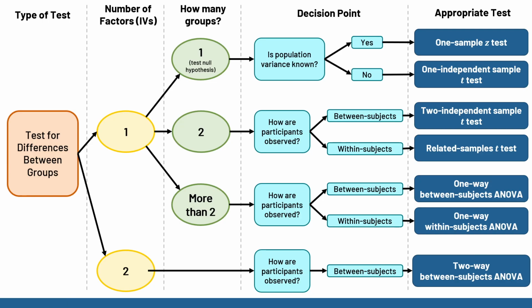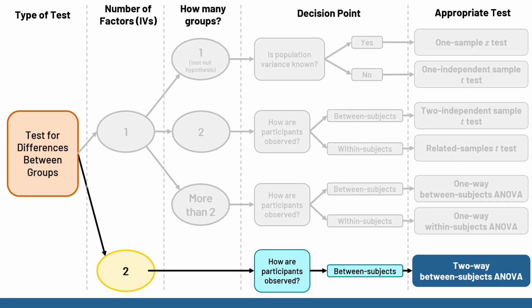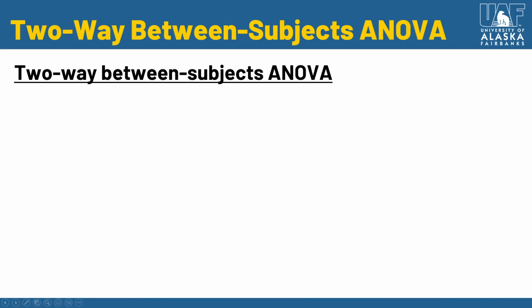So previously, one-way ANOVAs, right, the one referring to the one factor or independent variable. And now in this last type of ANOVA, we are looking at multiple factors, multiple independent variables. So today we're talking about two-way between subjects ANOVA. So what is this ANOVA?